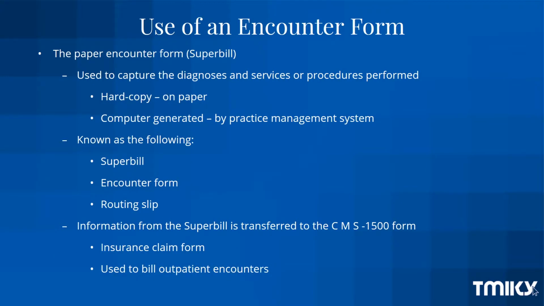So now we are to the claim submission process, and this starts with the paper encounter form, also known as the superbill. This is used to capture the diagnosis and services or procedures performed. It is in a hard copy on paper and is computer generated by a practice management system. There are many different names for this superbill, and those include encounter form as well as routing slip. Whichever name it is referred to in your facility, that paper is very important and is filled with information that is transferred to the CMS 1500 form, which is an insurance claim form and is used to bill outpatient encounters.